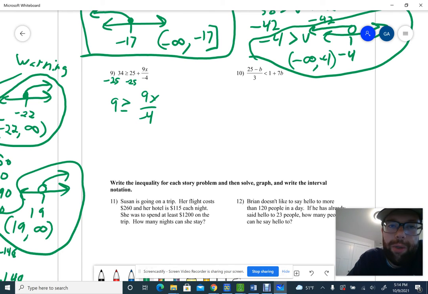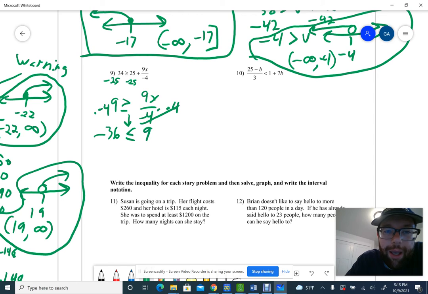Then we're going to get rid of the dividing because that's going to happen before the multiplying, right? So we're going to multiply by negative 4 to both sides. And that cancels out. You're going to get negative 36 is now less than, because you got the warning, 9x, and then you divide by 9, and you're going to get negative 4. So negative 4 is less than or equal to x.